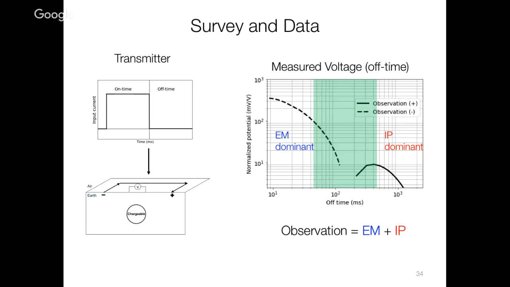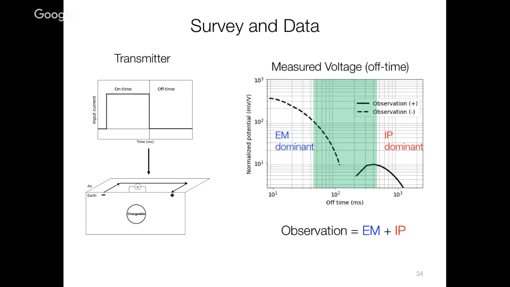At the very early off time, it's almost all EM induction. These signals are so big that any IP effect is completely swamped, and all you're seeing is EM induction. At very late times, all you're seeing is the IP effect. But there's a region in the middle here in which things are confused. So it's sort of an intermediate region.